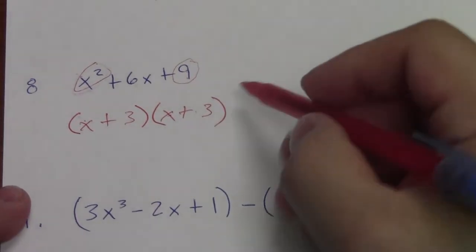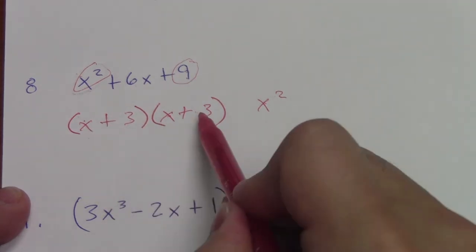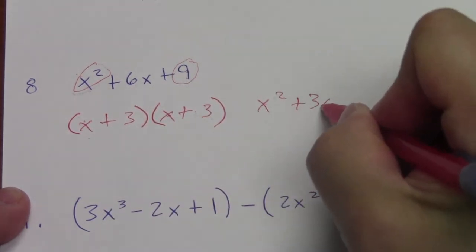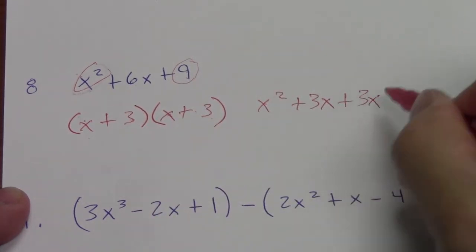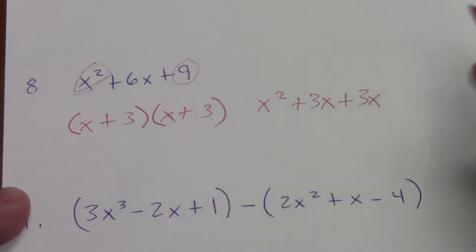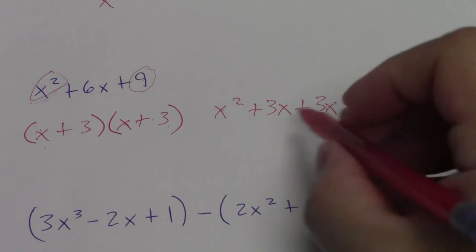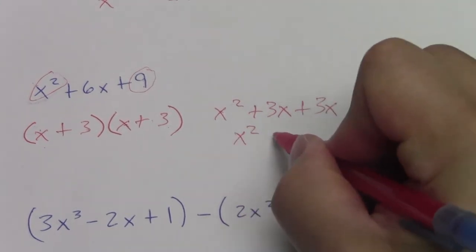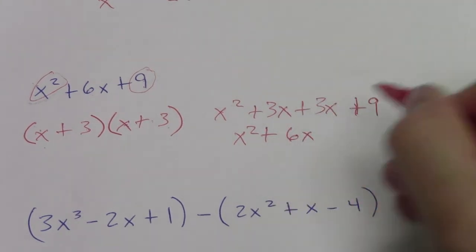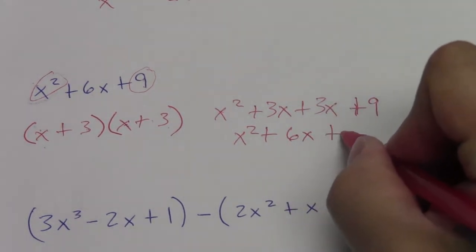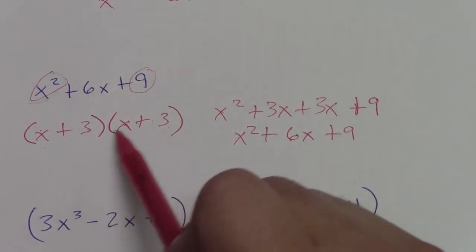So we can actually check this. X times x is x squared. X times 3 is 3x. 3 times x is 3x. And 3 times 3 is 9. So when we combine everything up, x squared plus 3x and 3x gives you 6x, and we're left with a 9. So that is the same as that, which means that this is correct.